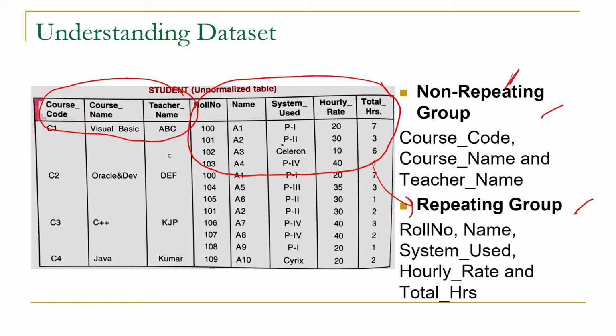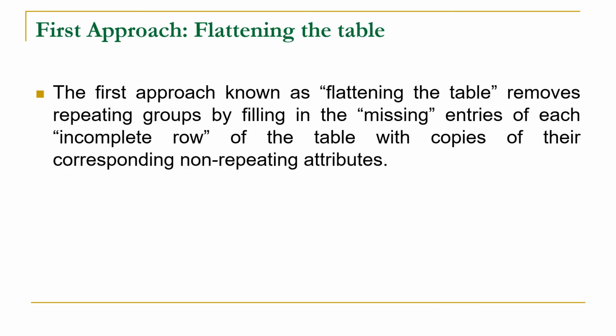Now in order to normalize this table into first normal form, we have two approaches. The first approach is known as flattening the table. Now let us first understand the first approach, then we will move to the second approach.